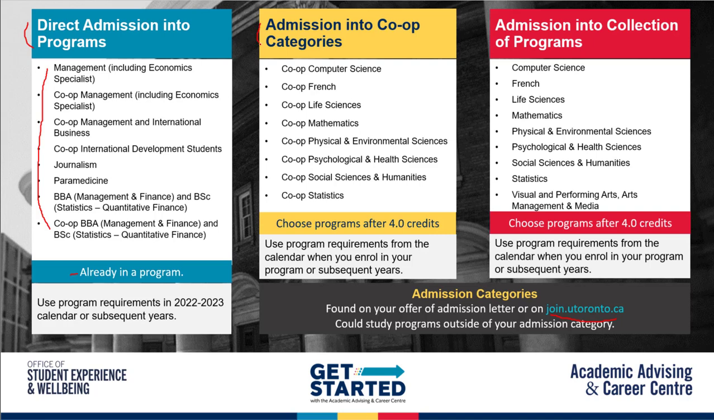If you're admitted into co-op, or if you're admitted into collection of programs, then that means that you have to choose your program once you complete 4 credits. You could use the program requirements from the calendar when you enroll in your program or any of the subsequent years.